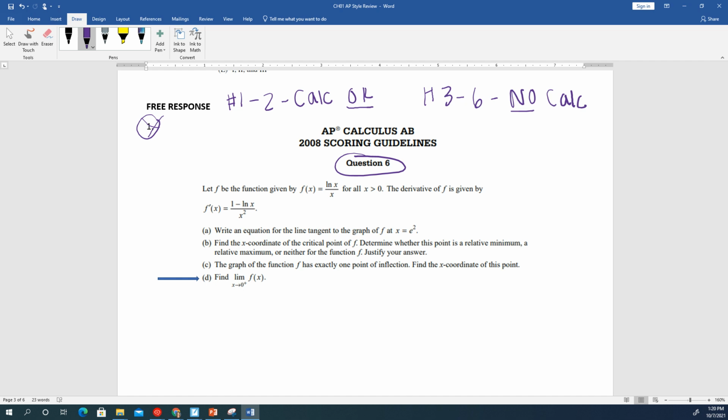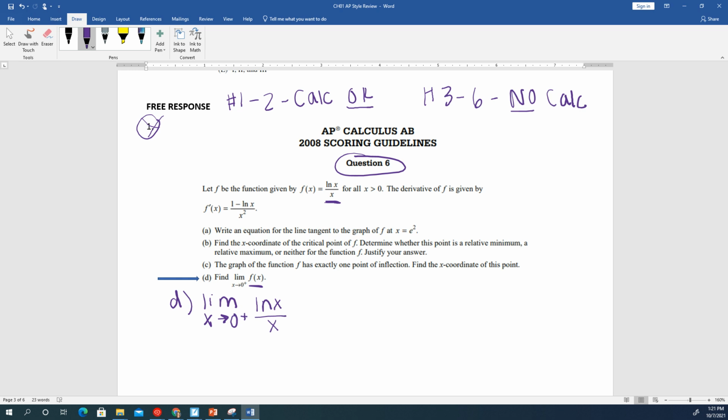But D says find the limit as x approaches 0 from the left. Okay, so of f of x, so this function. So here's where on an FRQ, you really have to be proper with showing your work and using the right notation.